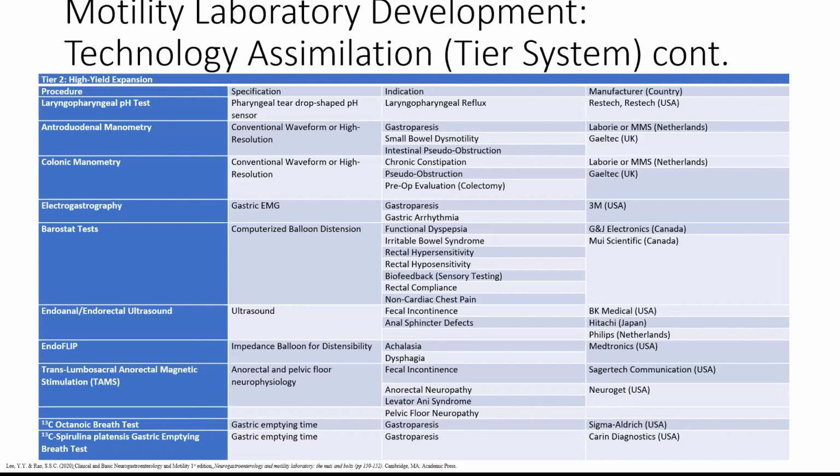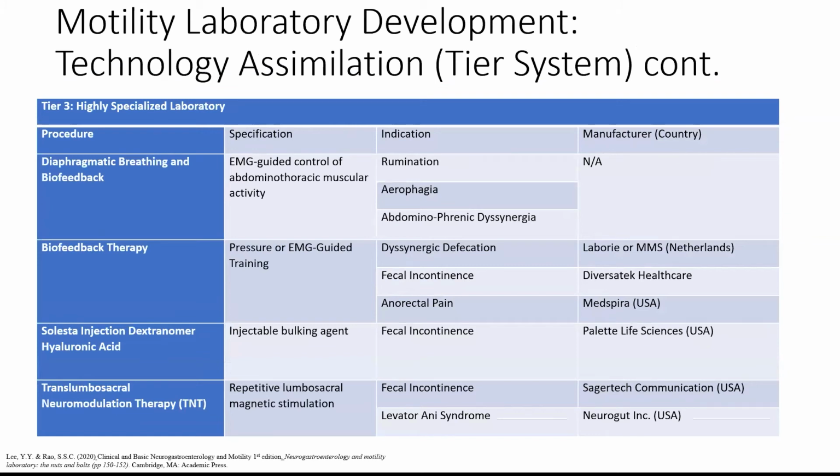Same with antroduodenal manometry. So this is the next tier of testing as you expand your lab if you want to move forward. Then tier 3 is a little bit more highly specialized or interventional, like the biofeedback type of thing, and then different types of neuromodulation therapy.